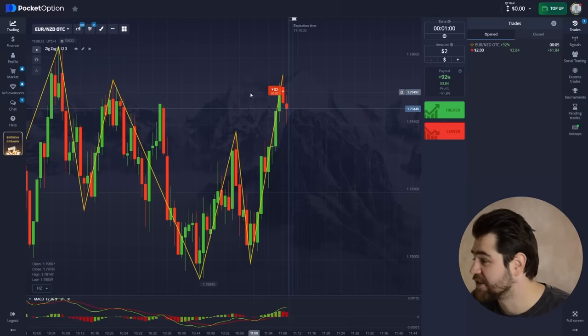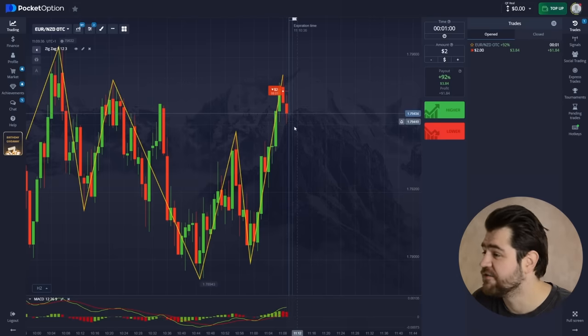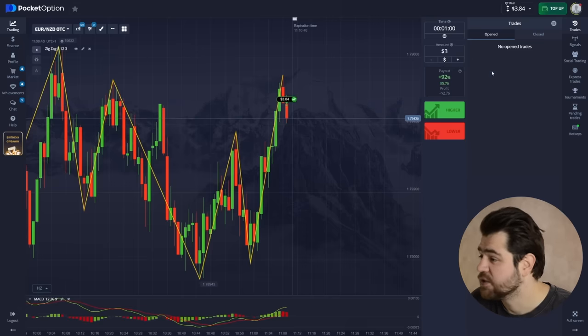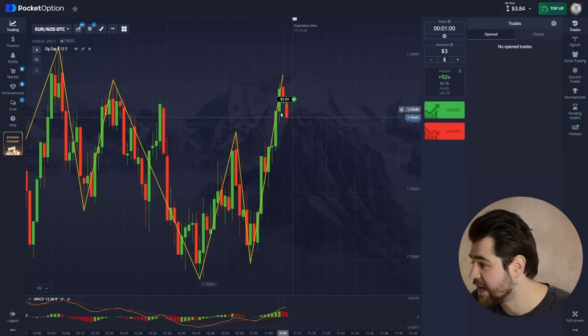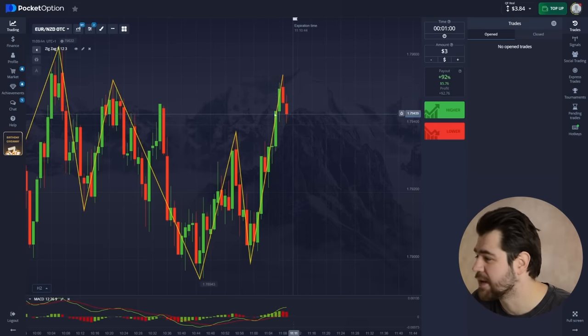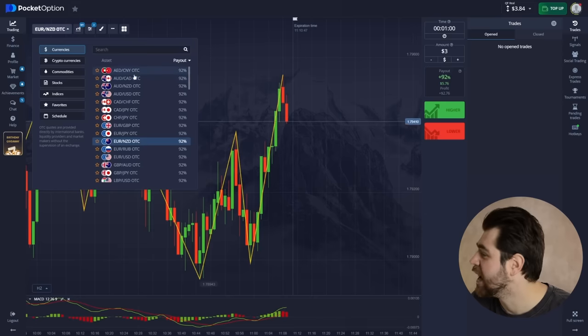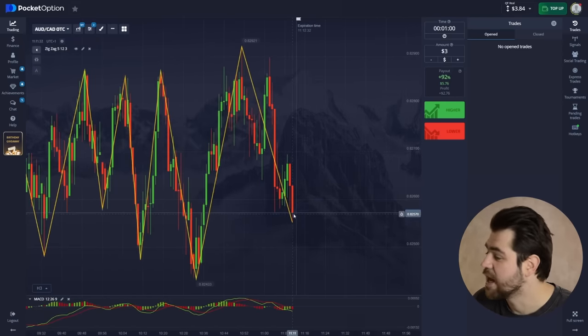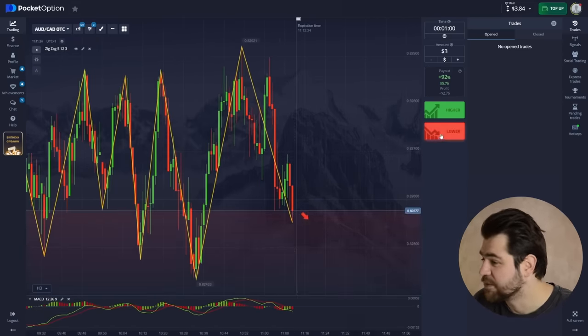So guys, I've started here with a put option because I saw a level of resistance, and so 1 minute, $2 turned into three at the moment. I'm starting with a small amount today, but we're gonna continue straight away and try to get this amount to something more interesting.